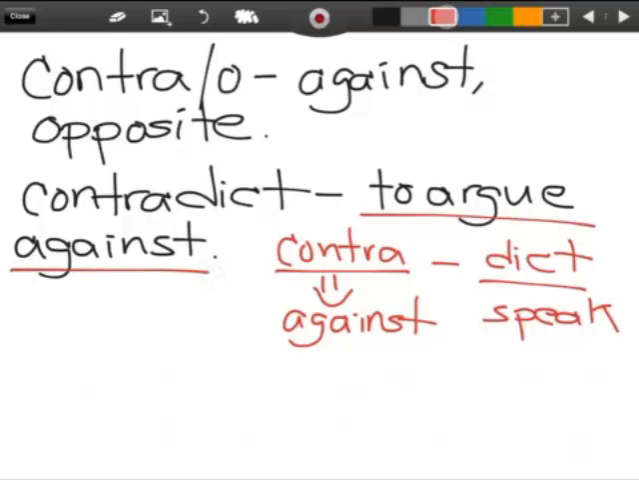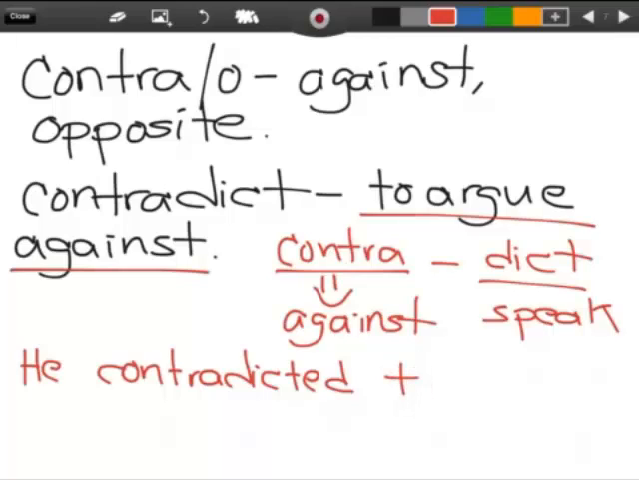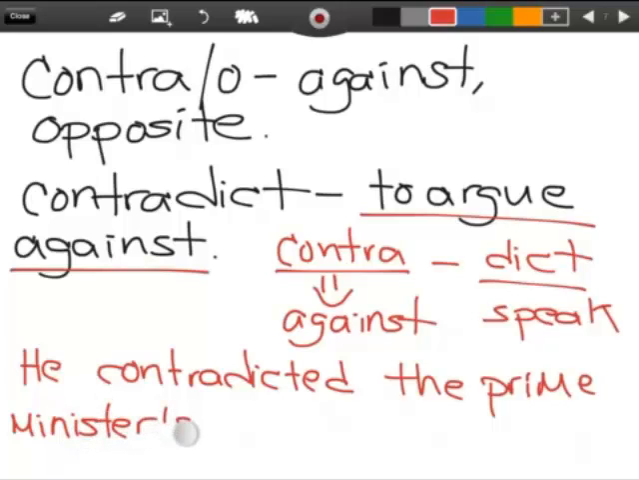I'm going to use this in a sentence. He contradicted the Prime Minister's idea. I'm going to read this to you one more time. He contradicted the Prime Minister's idea.